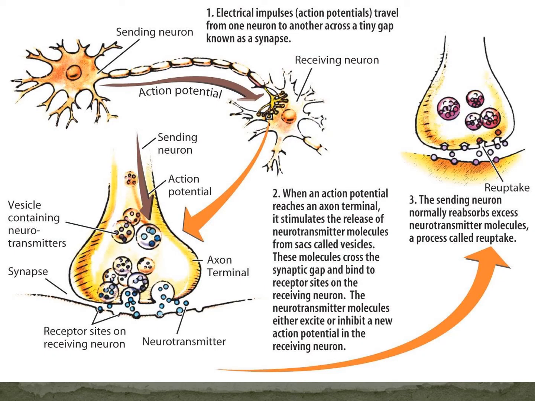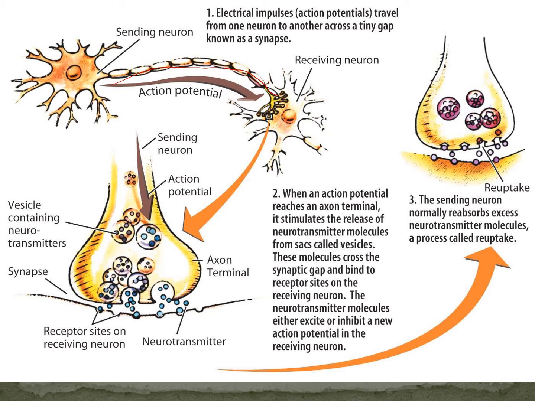Just to review everything, the first thing that happens is an electrical impulse, called the action potential, travels from one neuron to another across a tiny gap known as the synapse. Here's a sending neuron. You've got action potential. This neuron is going to receive the information. Then here's a blown up version of what we just saw. You have the vesicles, the neurotransmitters inside of them, the synapse or synaptic gap in between, the axon terminal, the terminal buttons at the end, and then the receiving neuron, whose dendrites are receiving these neurotransmitters, unlocking that neuron to fire.